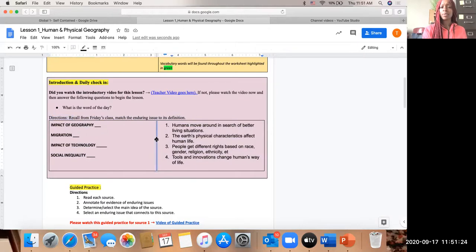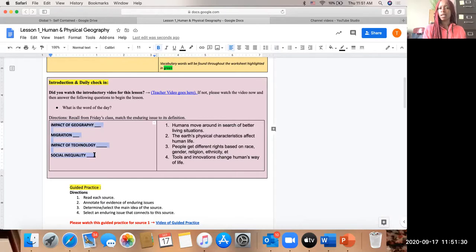Anytime there's a matching situation, I like to see what I'm working with first. So let me see what type of enduring issues is provided there for me. So I got the impact of geography, migration, impact of technology, and social inequality. So that is what I know my brain needs to be looking for as I read the statements on the other side. I'm going to do the first two with you so you know what to expect tomorrow, and so you have a treat. You'll have the answers, all right? Be ready to go. So let's do the first one together.